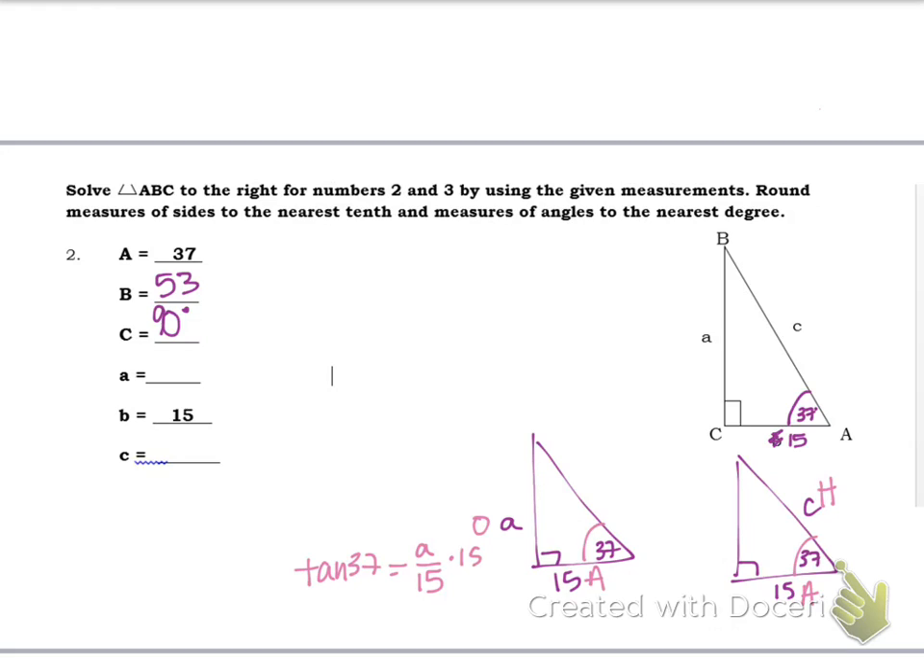So I multiply both sides by 15, and I type in 15 tangent of 37. So I get my A to be 11.3.